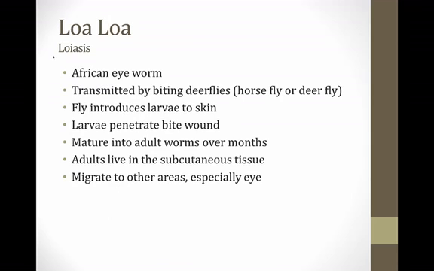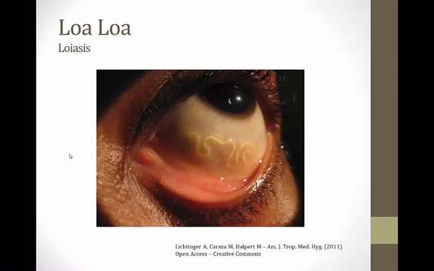Loa loa causes loiasis. This is the African eye worm. You get this worm if you get bitten by a deer fly, either a horsefly or a deer fly, and the fly introduces larvae into your skin, and the larvae penetrate the bite wound and then mature into adult worms over several months. The adults live in the subcutaneous tissue, but they migrate to other areas, especially the eye, hence the name. And the diagnosis of loiasis is often made by visualizing the worm swimming across the eye of an infected patient. It can be swimming across for up to 20 minutes.